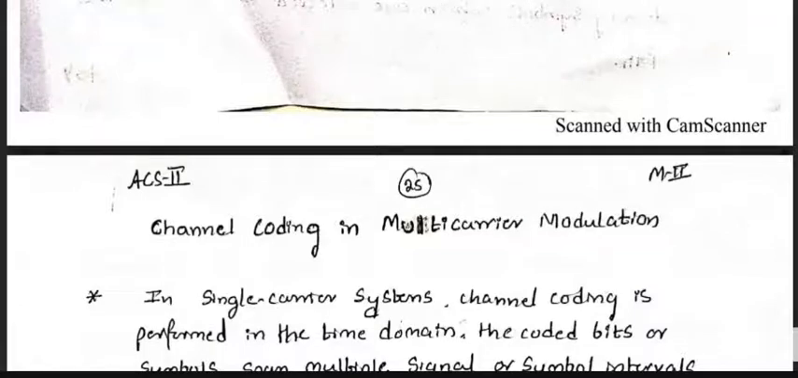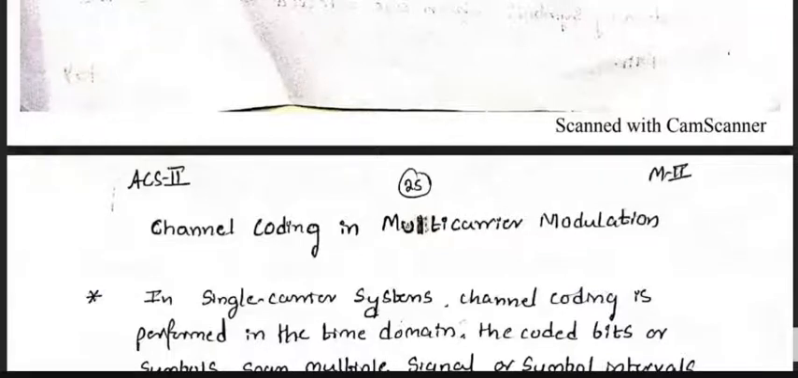This channel coding is also known as FECC, forward error control coding. There may be errors that happen during the transmission. For example, there may be noise, interference, or fading. During the transmission, these three can happen, and that is why errors are introduced. We need to detect and correct the errors, and that is nothing but channel coding.